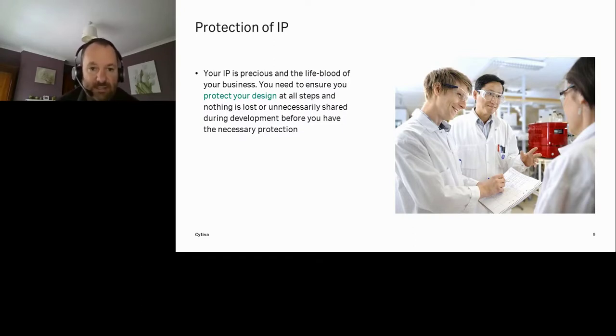So, we've got on this slide that IP is precious and the lifeblood of your business, and that can't be underestimated. Now, IP is everything to new startups, and being able to protect that design is everything. You've got to make sure that everybody you're working with throughout the process and at all steps that you're holding onto that IP, that there's no loss or unnecessary sharing. So choosing a partner or choosing the right way to work on your concept, there are important considerations so that you get that back at the end of the process.